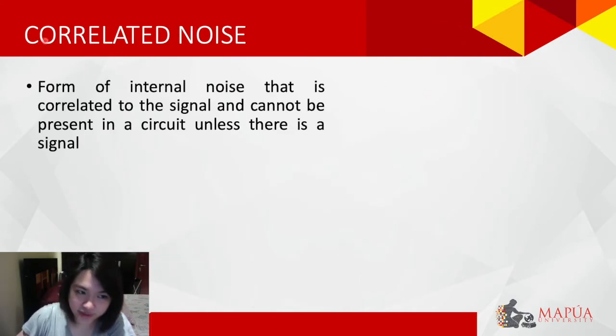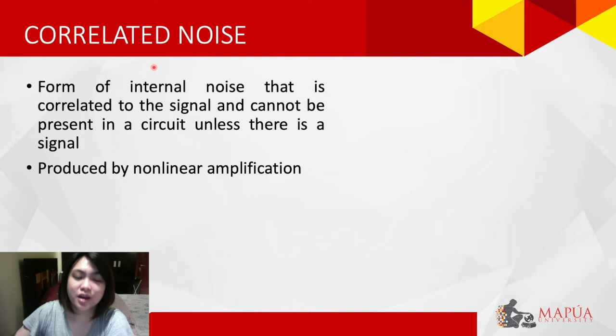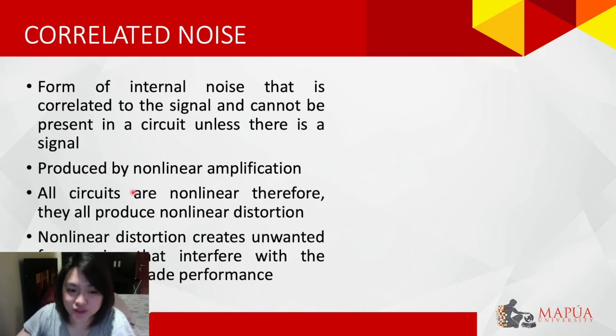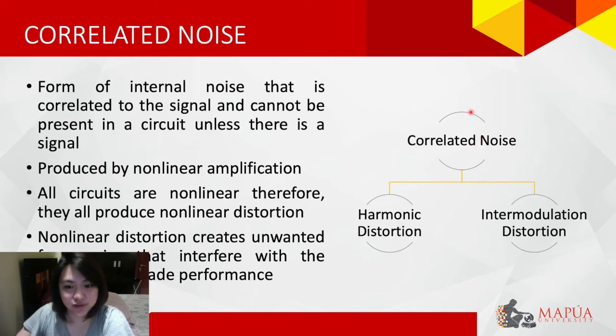For the correlated noise, it is a form of internal noise that is correlated to the signal and cannot be present in a circuit unless there is a signal. So as defined earlier, there should be a signal. It is produced by nonlinear amplification. Hence, all circuits are nonlinear, therefore they all produce nonlinear distortion. Nonlinear distortion creates unwanted frequencies that interfere with the signal and degrade performance. So there are two kinds of correlated noise. The first one is the harmonic distortion, and the second one is the intermodulation distortion.